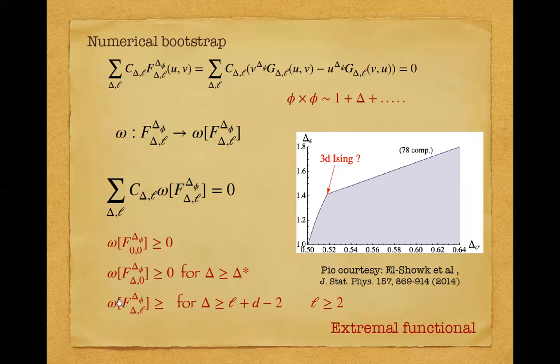So suppose the action of this functional on the Bootstrap equation is also greater than or equal to 0, then what you can show is that if it is greater than delta star, there would be no solution, because everything would be positive, and you can't add up positive numbers to get a 0, right? So therefore this would be an inconsistency. That's how they tackle the problem.